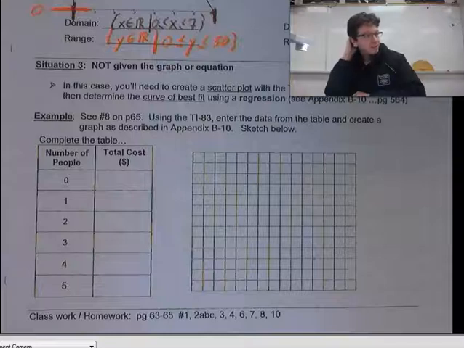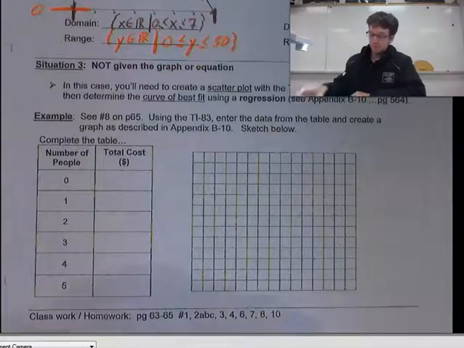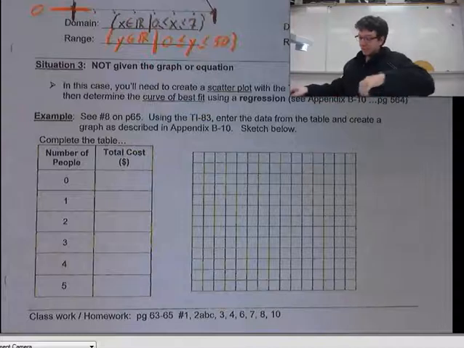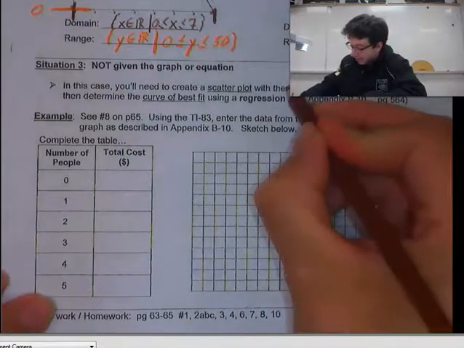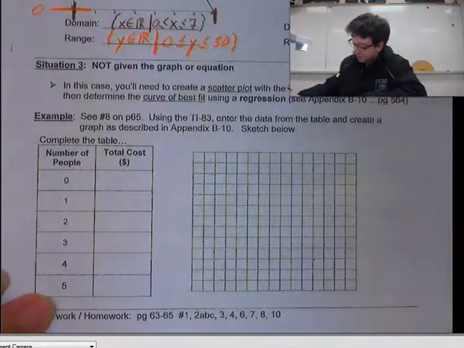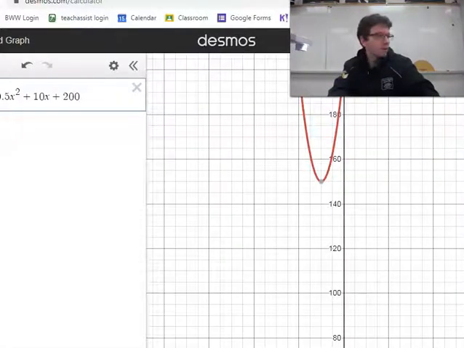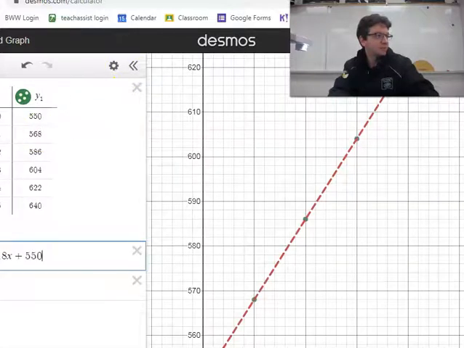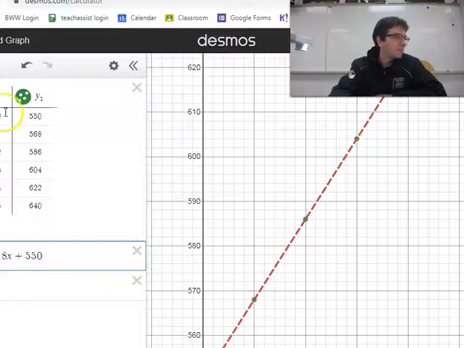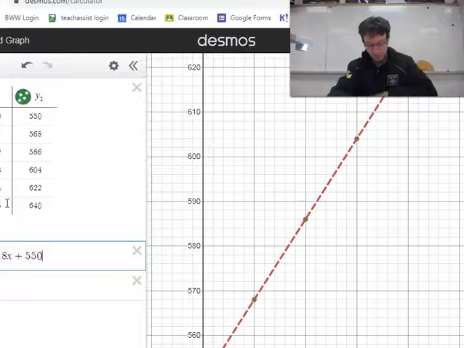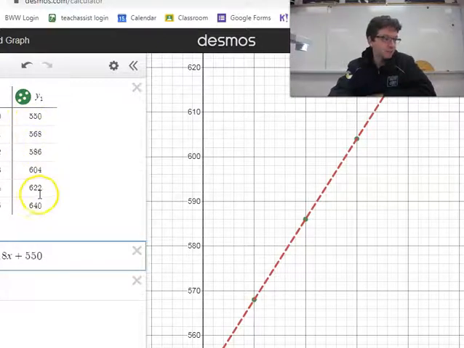All right, so situation 3, they don't give you the values, but it's in your textbook. They say to use a TI-83 graphing calculator, but we're going to use Desmos. Okay. And let me just switch over to Desmos. So I've already done this one. So here are our points. You might not be able to see them because that line's in the way, but it's 0, 1, 2, 3, 4, 5, which represents the number of people. And this is the cost of the banquet hall for that number of people.